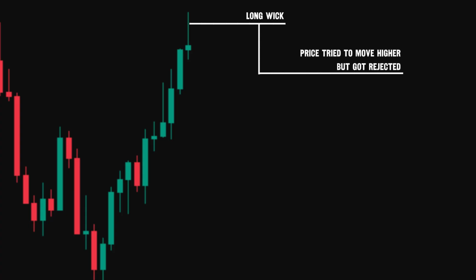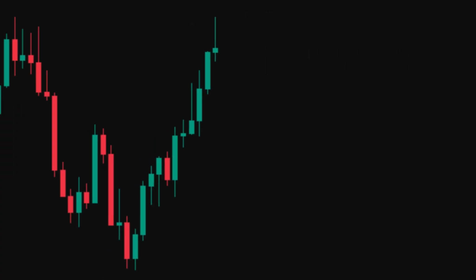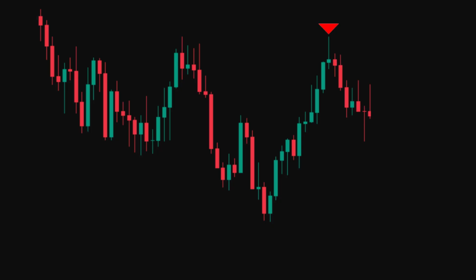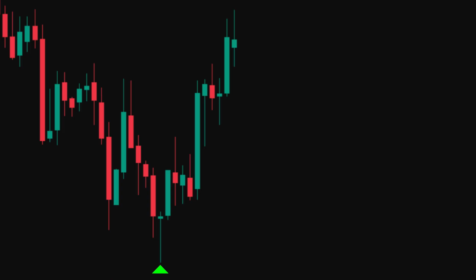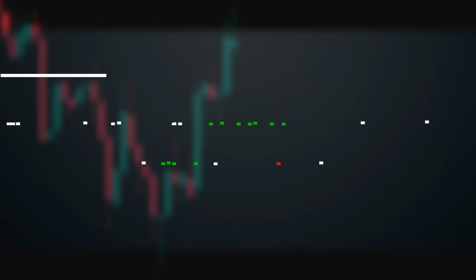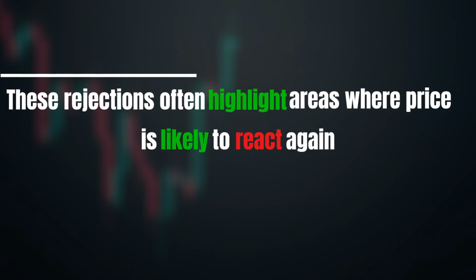Second, wicks reveal rejection. This is where things get interesting. A long wick at the top of a candle means price tried to move higher, but got rejected. Sellers stepped in and pushed it back down. That level didn't hold. On the other hand, a long wick at the bottom shows rejection from lower prices. Sellers pushed price down, but buyers came in strong and reversed it. That's a key signal of demand. These rejections often highlight areas where price is likely to react again.